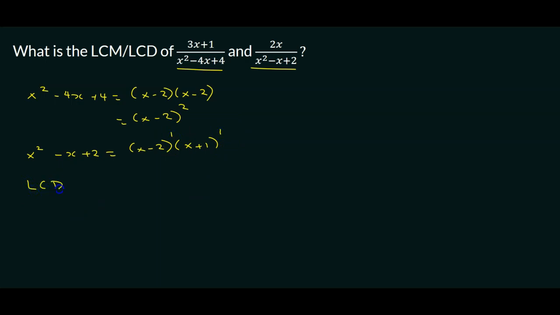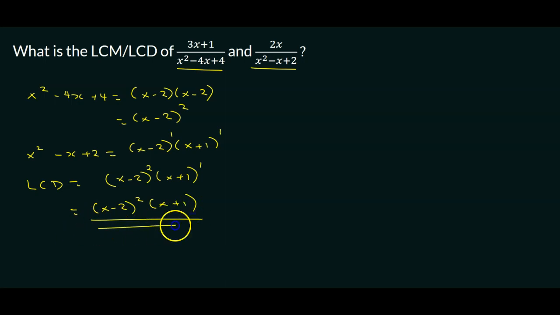So for the least common denominator, we have x minus 2 and we have x plus 1. What are we going to do? We're going to pick the highest exponent. We have x minus 2 squared here and x minus 2 to the power of 1, so I'm going to choose x minus 2 squared. This is going to be our least common denominator. You can put a 1 here and go one more step: x minus 2 squared times x plus 1. So that's the final value for the least common denominator of these two expressions.